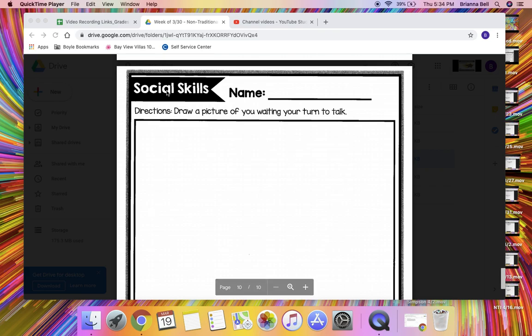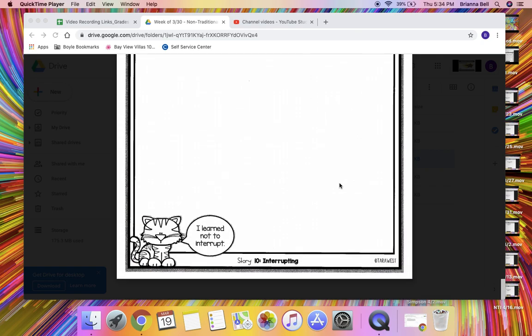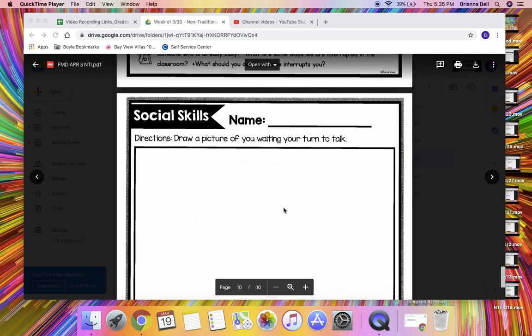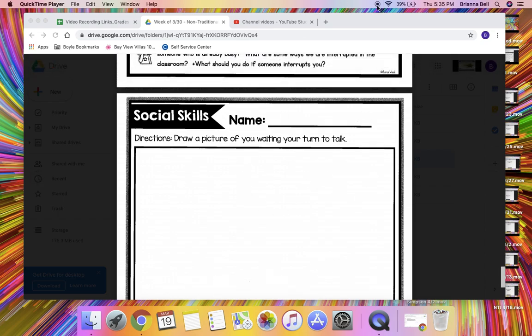Your next page is your social skills page. The directions are to draw a picture of you waiting your turn to talk. Once you finish, this is the last page in your non-traditional day packet.